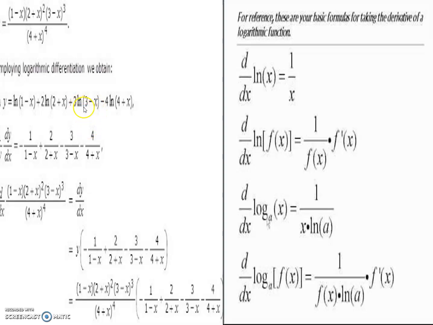Let us check. The derivative of ln(3 minus x) is 1 upon 3 minus x, the 3 remains the same, but the derivative of x is minus 1. Minus x is there, no? Yes. Then 4 ln(4 plus x) is there, so it is 1 upon 4 plus x, and the derivative of x is 1. So we derive the final answer, with minus here and plus and minus there.